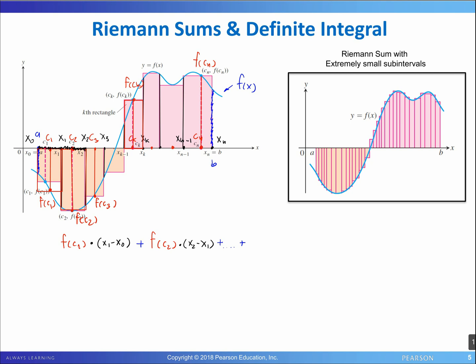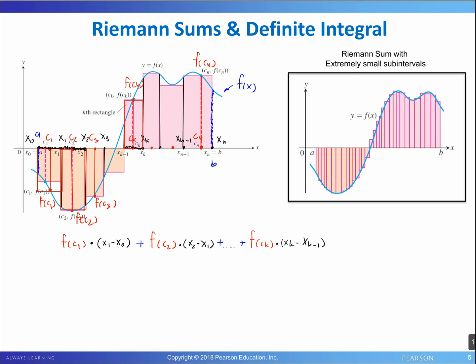Something like that. The height of this rectangle, of course, is f of ck times the base. For this one, the base is xk minus xk minus 1, so let's put it right here, times xk minus xk minus 1.